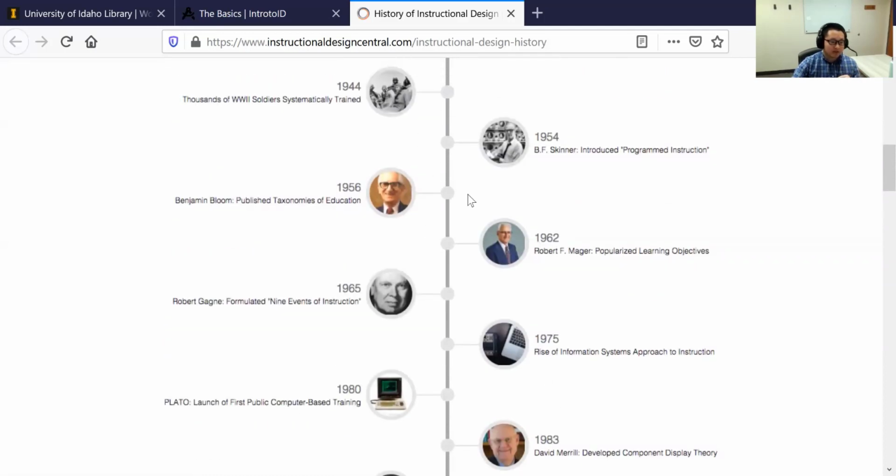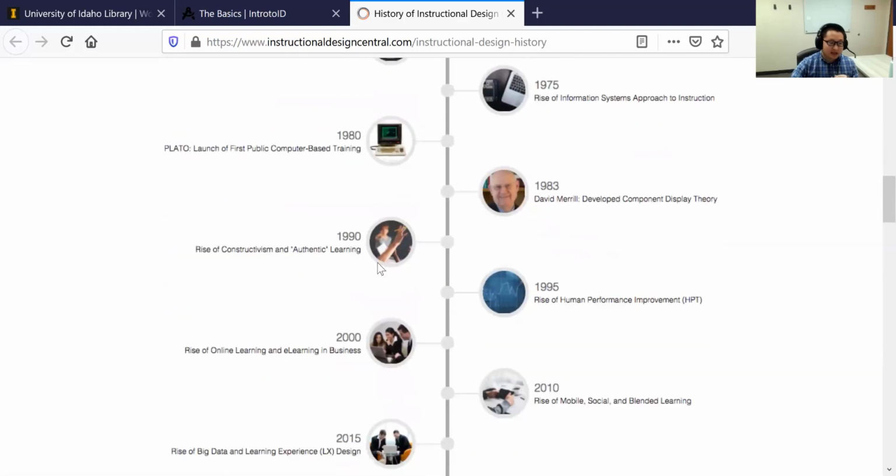I'm going to skip some of these because not everything is going to be important and we don't have time to go through everything. So in the 50s, Benjamin Bloom developed the taxonomy of educational objectives, identifying the principal domains of learning. Today it is called Bloom's taxonomy. In the 60s, Robert Gagne formulated the 9 events of instruction. This is based on his research called the conditions of learning. And this work has had a major influence on instructional design practice today.